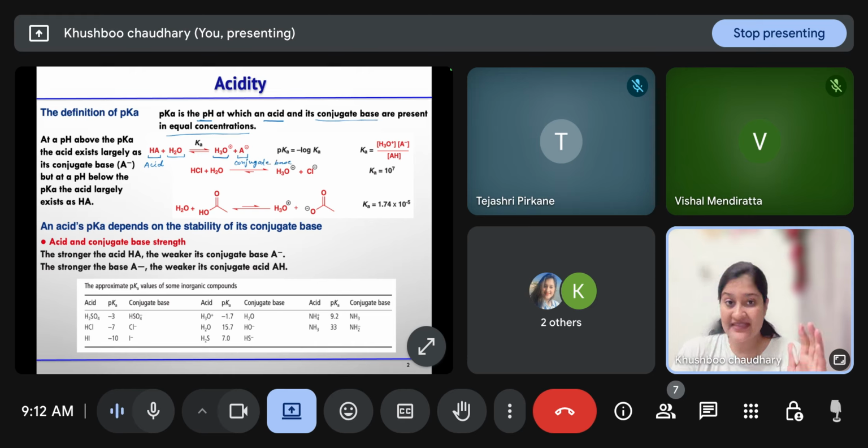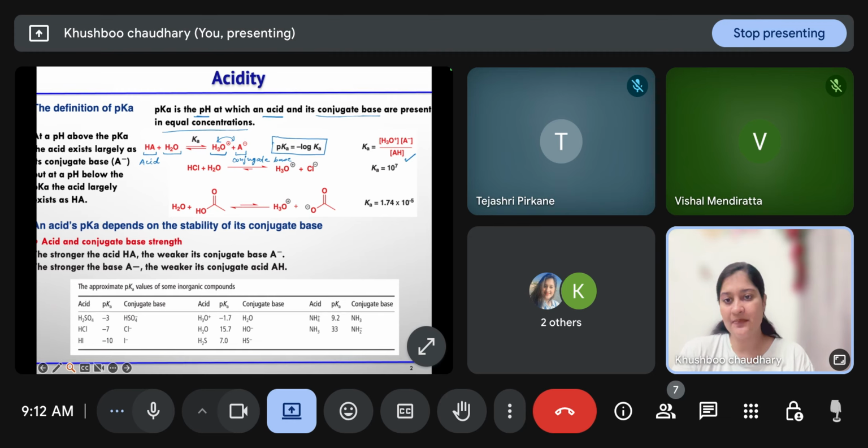So pKa is that pH at which the acid concentration becomes equal to its conjugate base concentration. pKa is defined as the negative logarithm of Ka. Ka is the dissociation constant of the acid and is defined as the product of concentrations of products in the dissociation reaction divided by the concentration of your acid. Water we are using in excess, so that concentration we can consider as constant. So this is Ka, and if you take the negative logarithm of this Ka, you will get pKa.